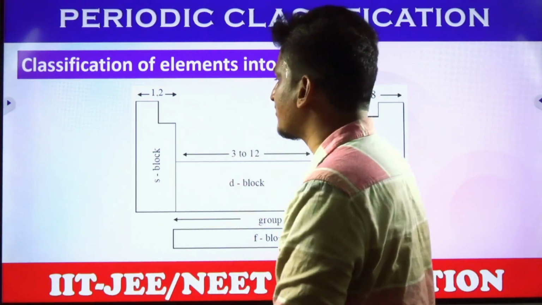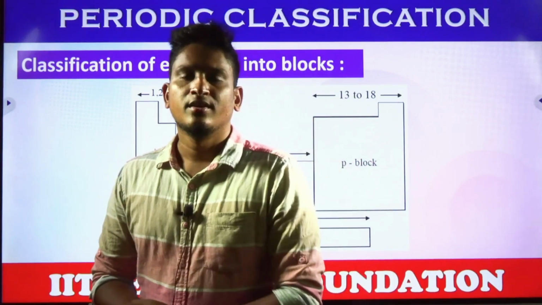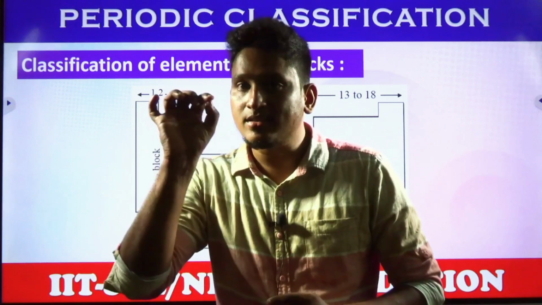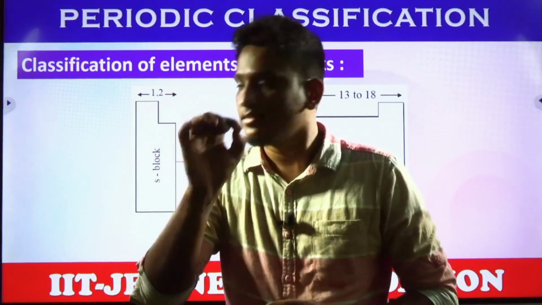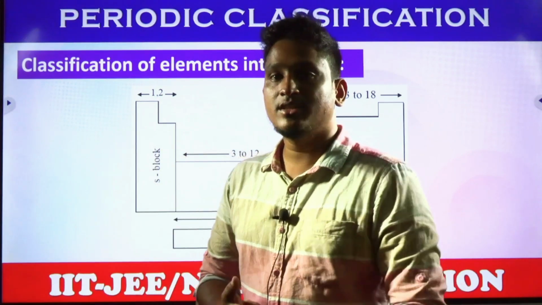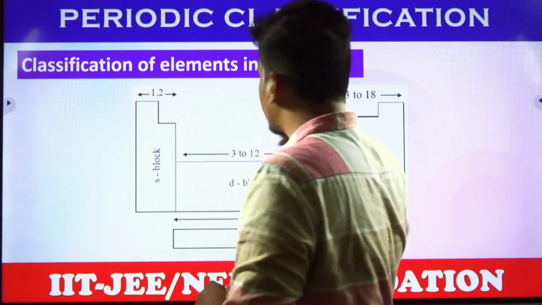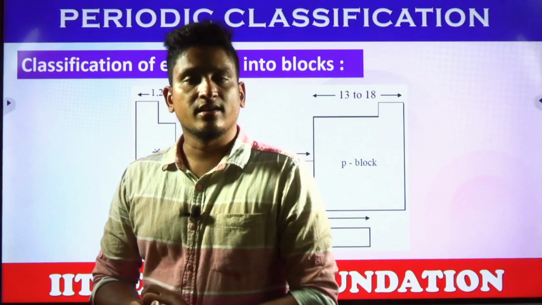Let's find a few examples. Let's take magnesium. What is the magnesium configuration, students? 3s2. Where is the last electron present, in which subshell? s. So s block. How many groups are there? First group and second group. Yes or no? Next, 13 to 18, all p block elements.